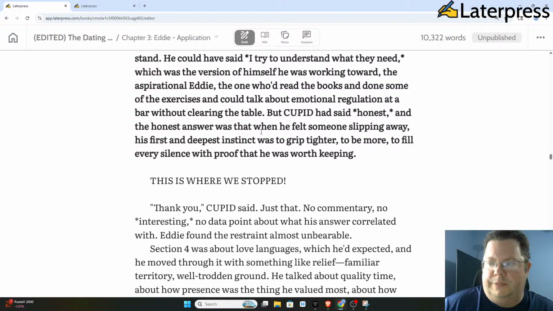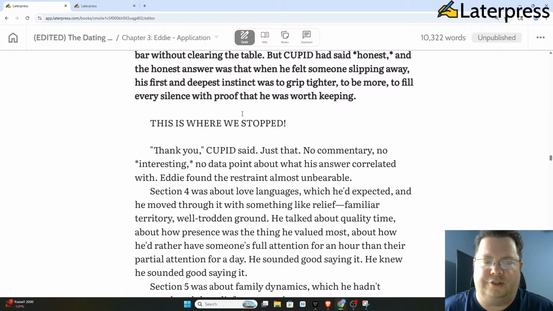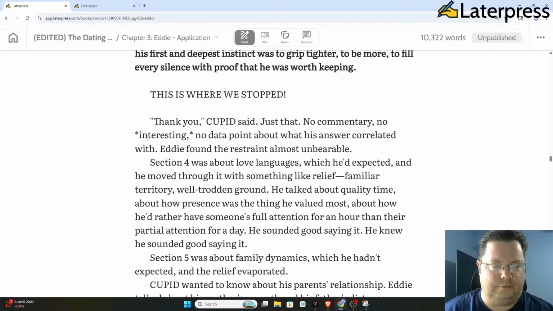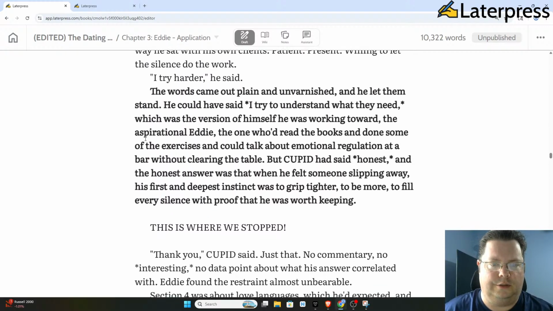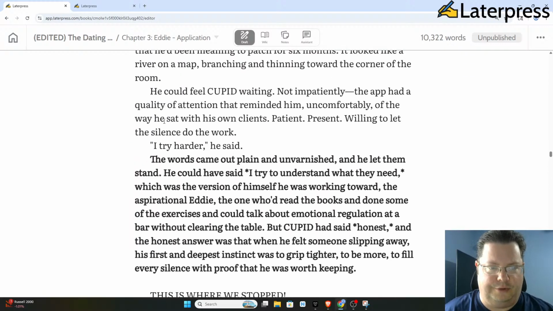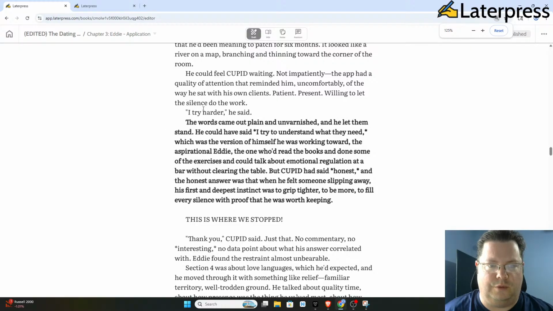So I'm zooming in to make the text as big as possible for you viewing at home. Okay. I might actually go back and reread a couple paragraphs just to set us up for where we're at.